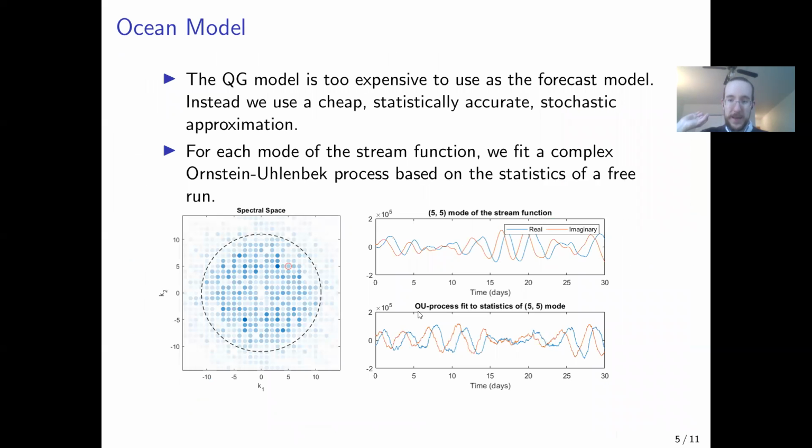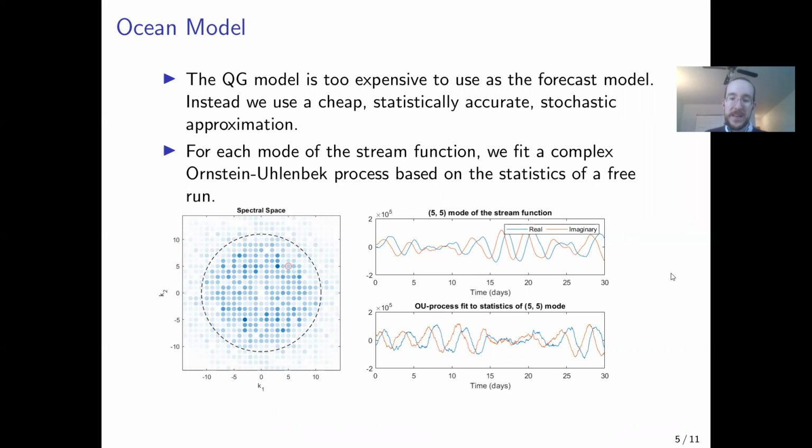So that describes the representation of the stream function, how we can reduce the order of the model. Another way that we can reduce the computational cost is by using an approximate model for the evolution of the stream function. So how do we construct such an approximate model? What we're going to do is take each wave number, the 5-5 mode, for example, and here is a plot of the coefficient of that wave from the actual QG model.